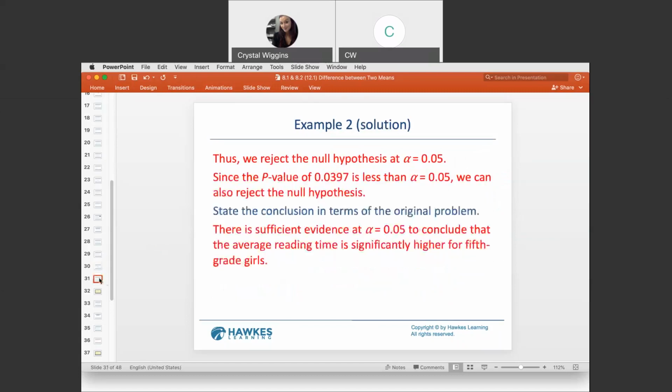So finishing up, we reject the null hypothesis. The p-value is less than the alpha level, and therefore there is sufficient evidence to conclude the average reading time is significantly higher for fifth grade girls than fifth grade boys.